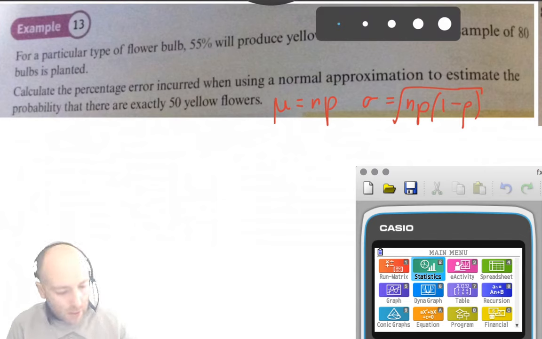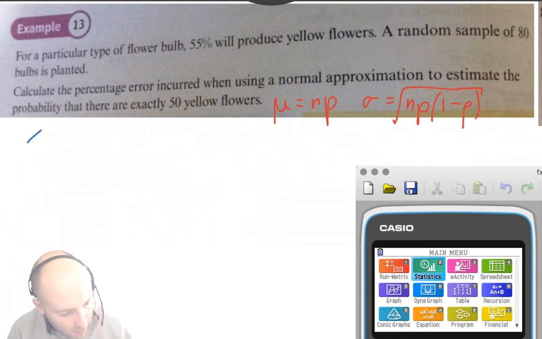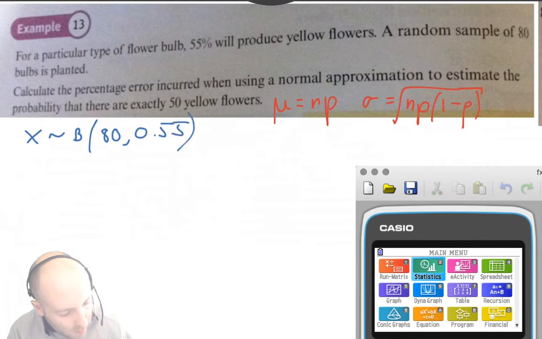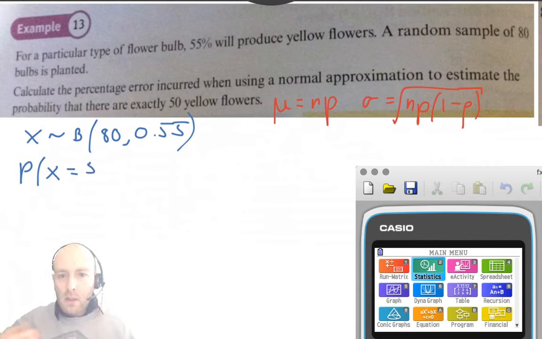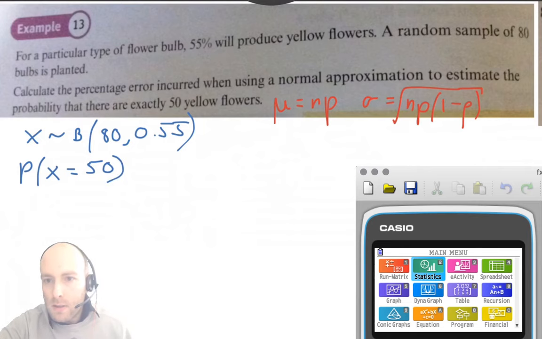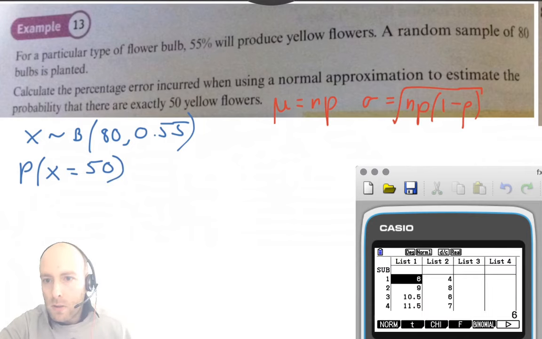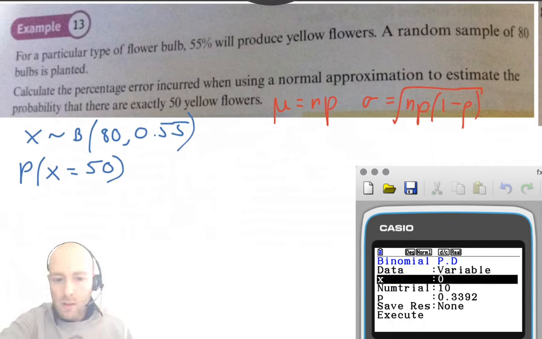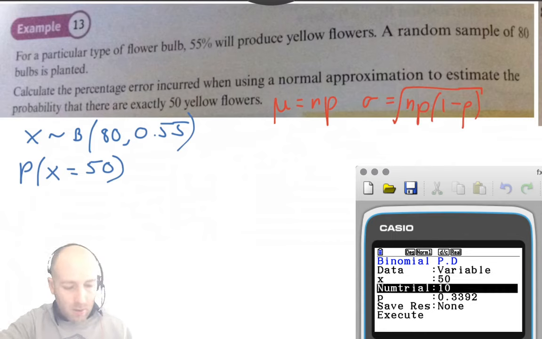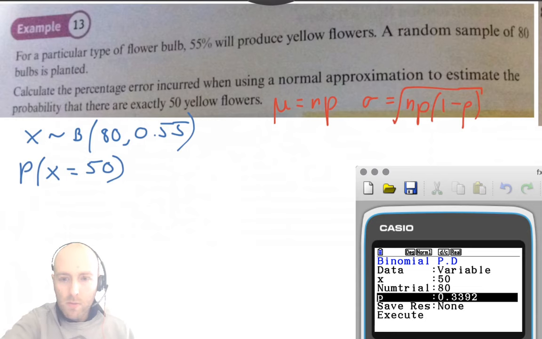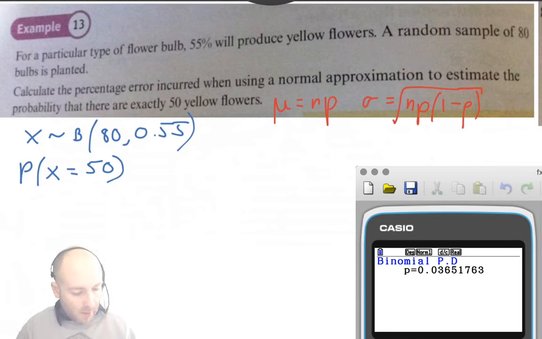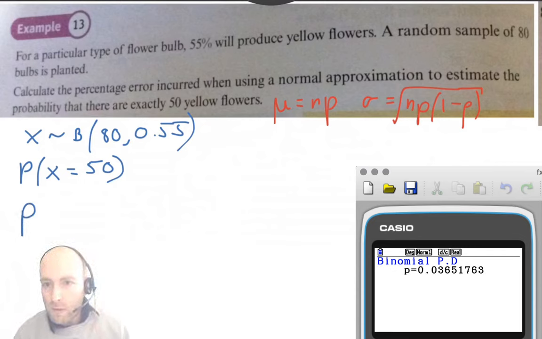So first of all, x is a binomial with 80 and 0.55. We want the probability x equals 50. So let's do that on the calculator. Statistics, distribution, binomial, BPD, because we've got something equals data, x is 50, number of trials 80, probability success 0.55. Cool. Execute, and we get probability is 0.356.